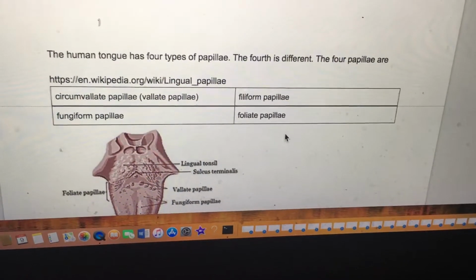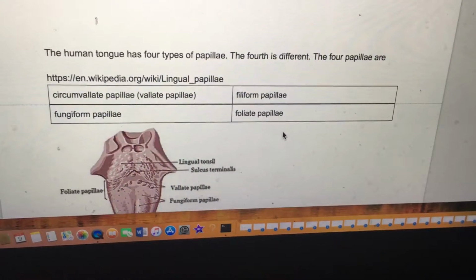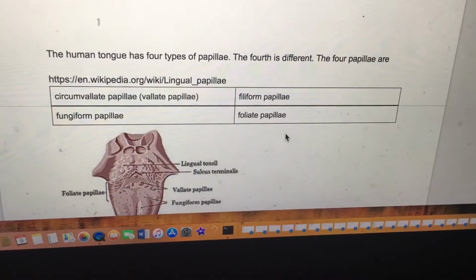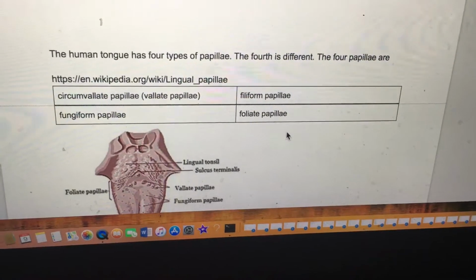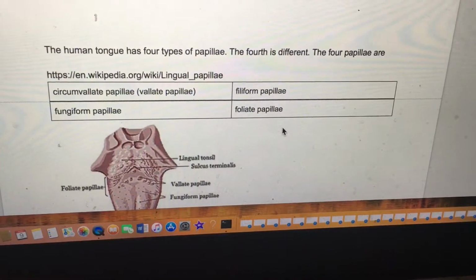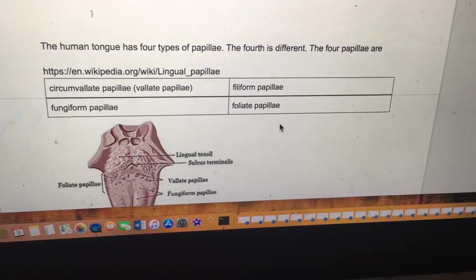The human tongue has 4 types of papillae. The 4th is different. The 4 papillae are circumvallate papillae, fungiform, filiform, and foliate.